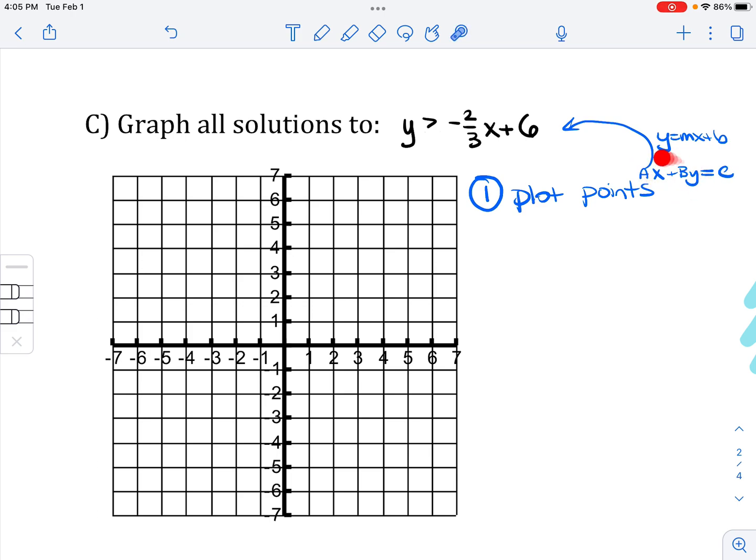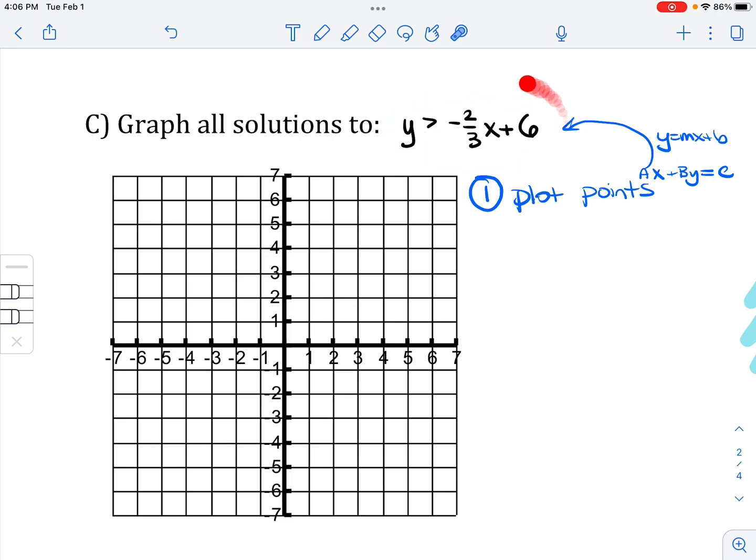When the x and the y are on the same side, it's called standard form. When you write it in this format, it's called slope-intercept. The only reason that's really helpful is because the way that you get the points is different. How you get the points here and how you get the points here is different.